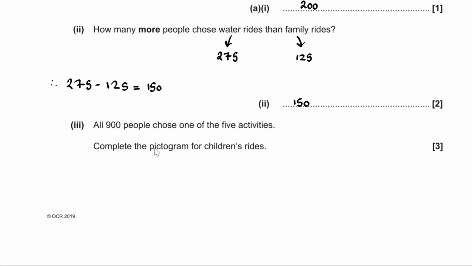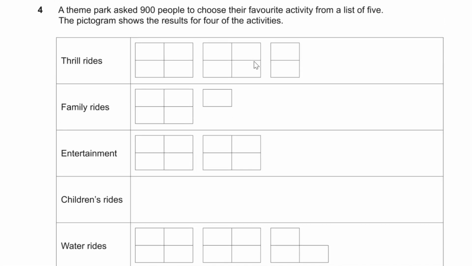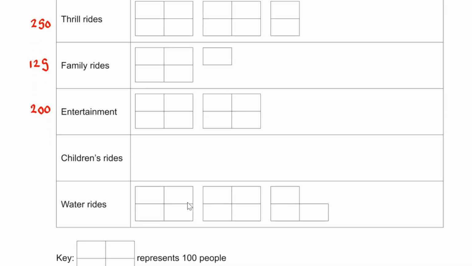And then for the third part, all 900 people chose one of the 5 activities. We have to complete the pictogram. So here, for thrill, we've got 100, 200, and then 250. So that's what we've got here for thrill rides. Here for family, we've got 125. Here we've got 200 for entertainment. For water rides, we've got 100, 200, and 75.